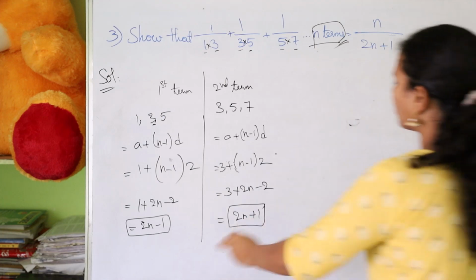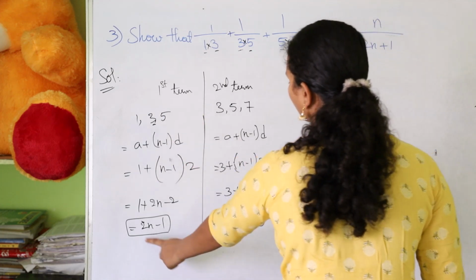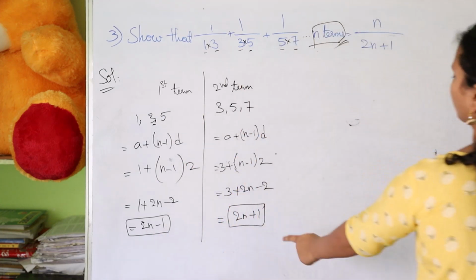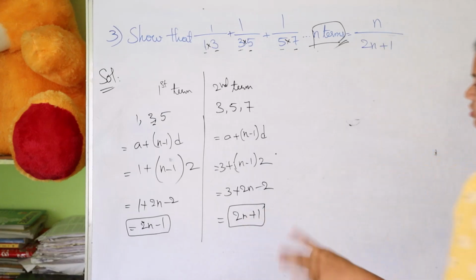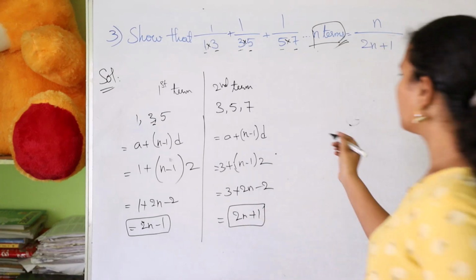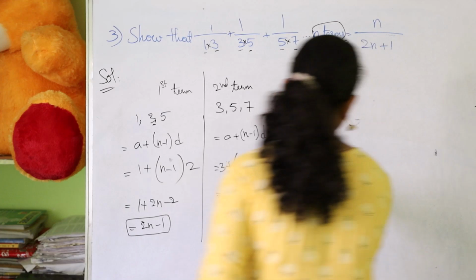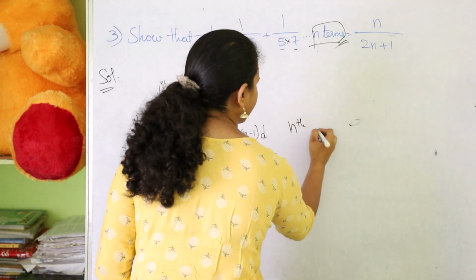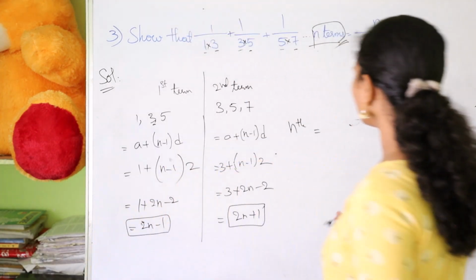The first term I got is 2n minus 1. The second term I got is 2n plus 1. So this is the nth term value I got. So here I will take the nth term equal to.